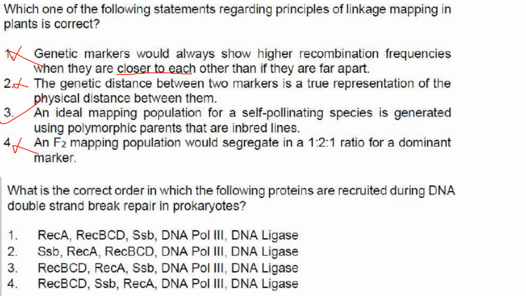Then the correct order of the following proteins recruited during DNA double strand break repair in prokaryotes. So this is just a theory question. If you learnt DNA double strand break repair in prokaryotes, you can happily answer this one. So you all know the sequence. It is RecBCD first, then single strand binding proteins, then RecA, then DNA polymerase 3 and finally DNA ligase. So the answer here is option 4.